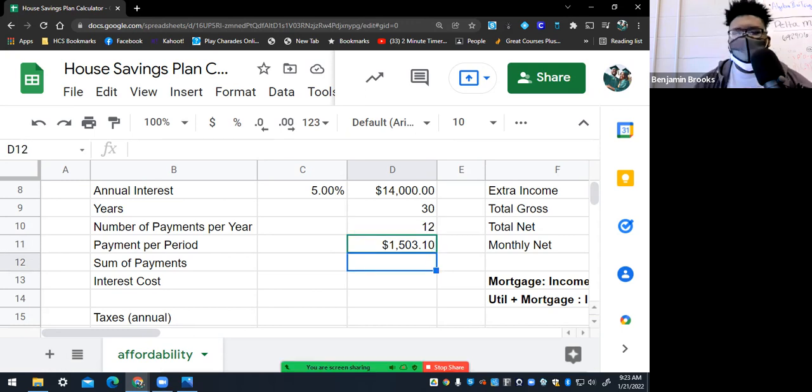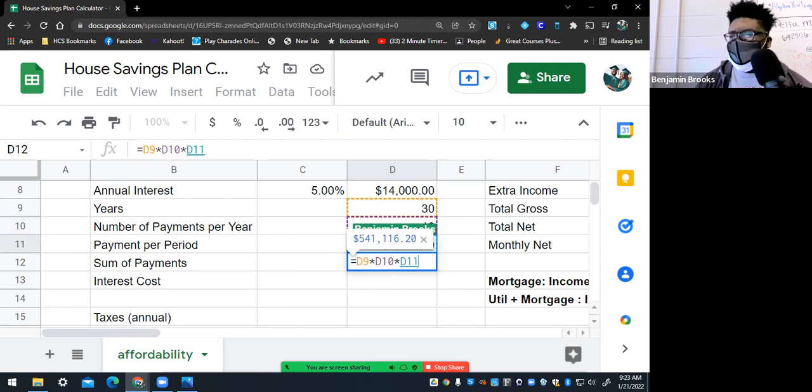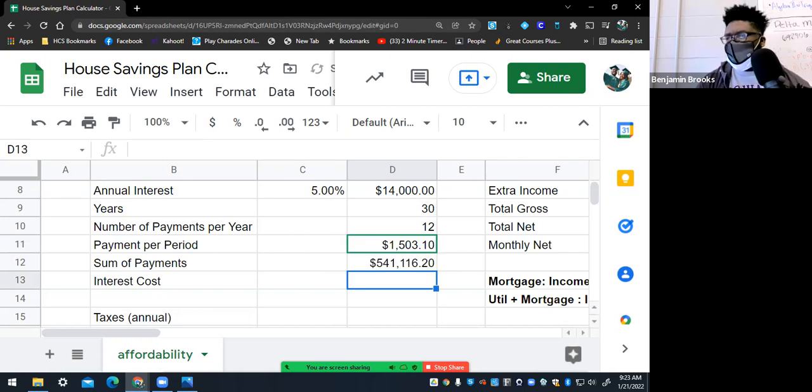All right, sum of payments is basically just how many payments you have, which would be 360. And the way we do 360 is we're going to hit equals this cell times this cell, and then times. So basically, this is the number of payments, D9 times D10, times how much you're paying in payments. So this is how much you would pay.